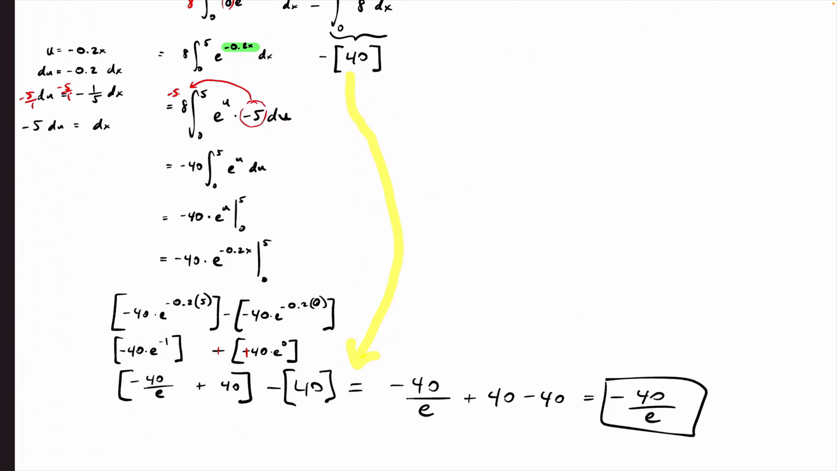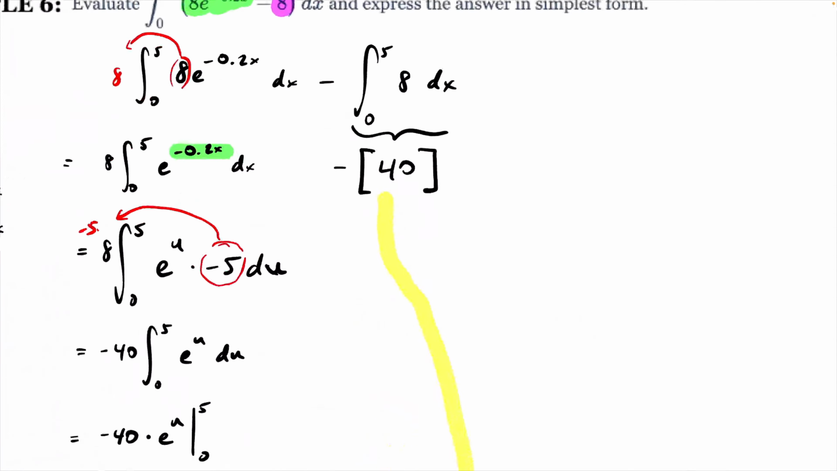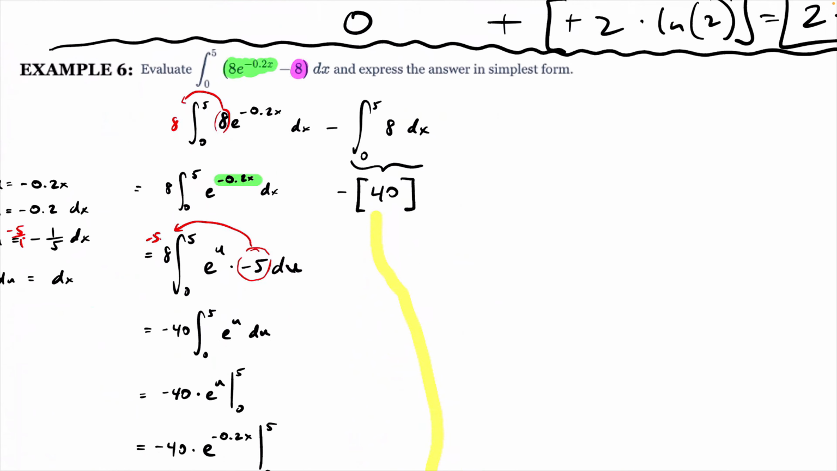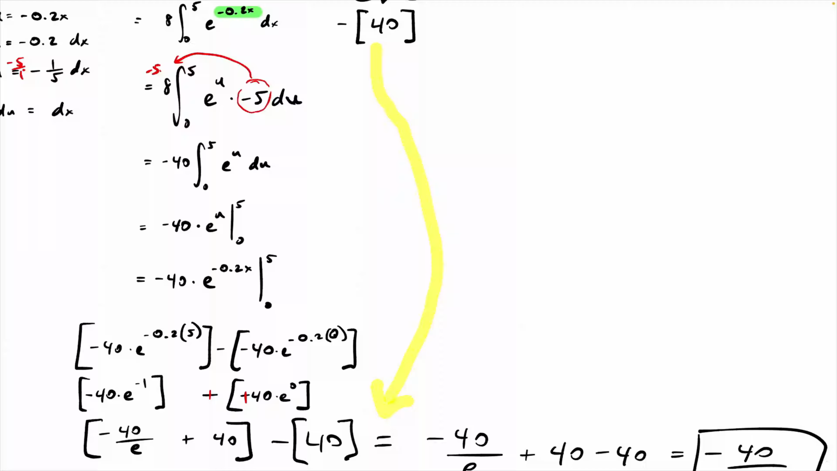So anytime you're dealing with anything e related and you have to do an antiderivative, look to the power for the u. If it's just e to the x or e to the u, you don't need to do u substitution. But if it's anything other than x, that's more than likely where your u is going to be, when you're dealing with anything e related.